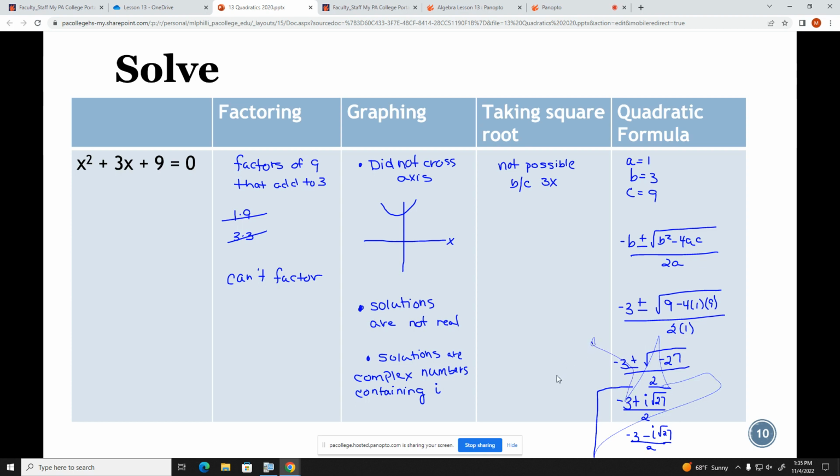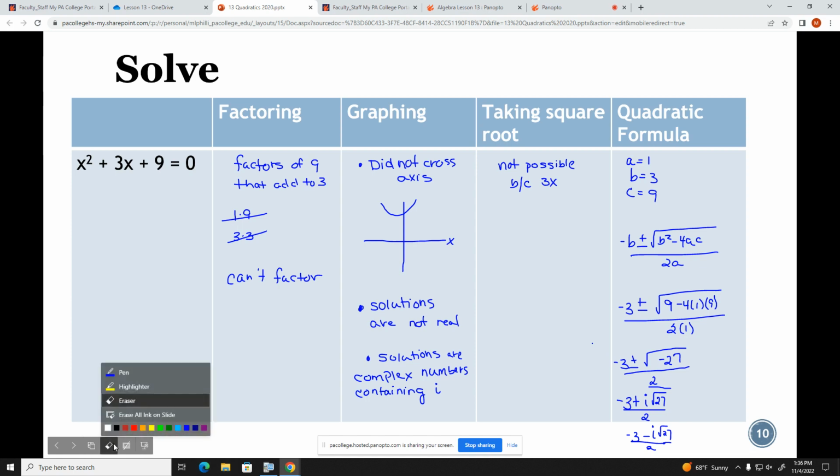Sorry about the scribble. Let's see if we can erase that and fix it. It doesn't feel like it wants to respond. There we go. So we have our two answers here at the bottom of the screen, one with the plus, one with the minus. We have the i pulled out, and so WebAssign will accept those answers for us.